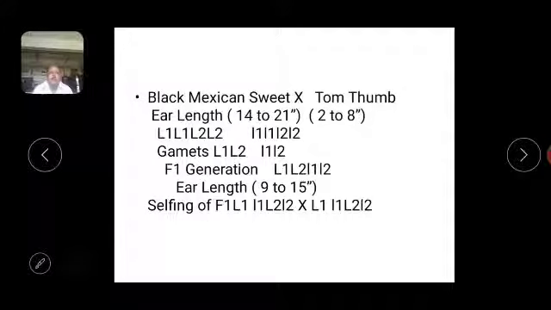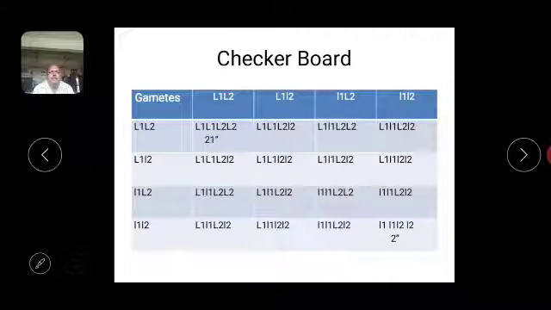If we select this plant, we can form the checkerboard as before, and here we can see the gametes in the checkerboard, that is capital L1, capital L2, capital L1, small l2, small l1, capital L2, and small l1, small l2. The same is the case for the column on the left side, with the same types of gametes. If we cross the gametes with each other, we find that in the first case all 4 genes are dominant, and that plant will produce an ear having 21-inch length.